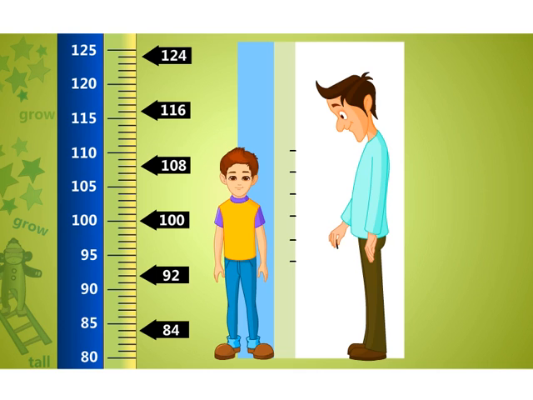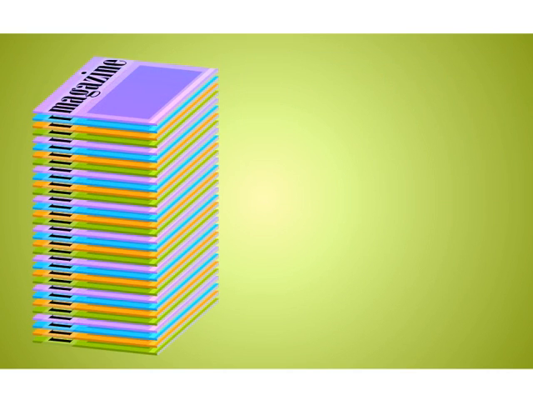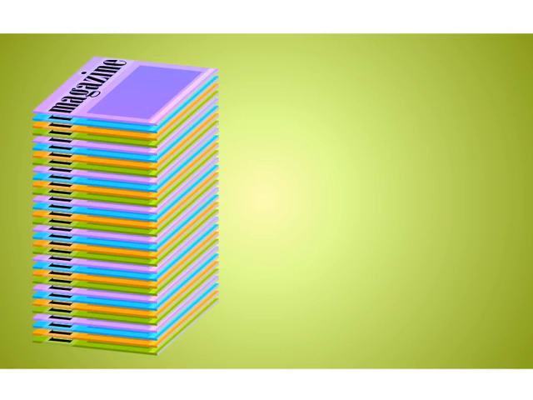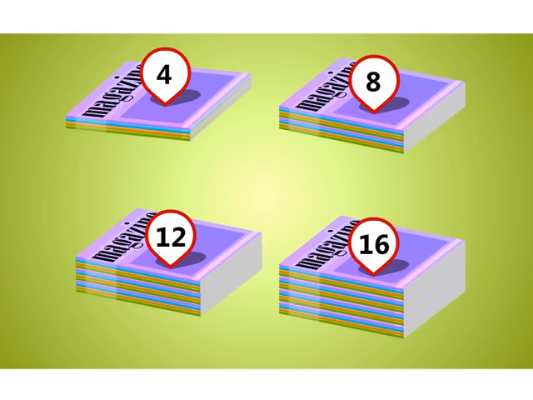Now, take a look at another situation. John has subscribed to monthly subscriptions of 4 magazines, and he has a whole lot now. Do you notice any pattern here? Yes, the number of magazines is increasing every month. That is 4, 8, 12, 16. The difference between 2 consecutive numbers in this series is 4.